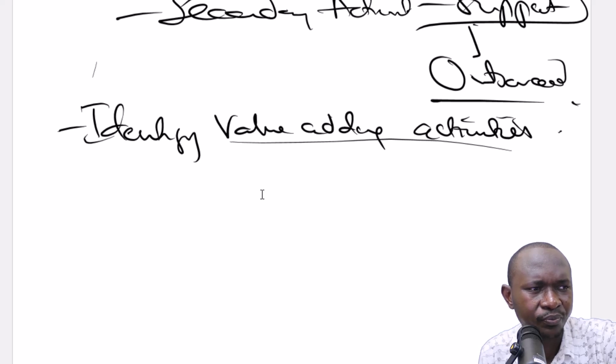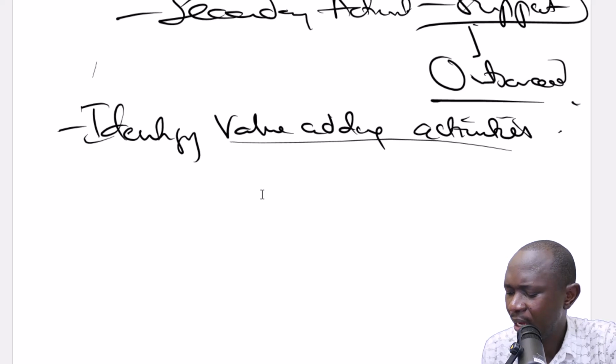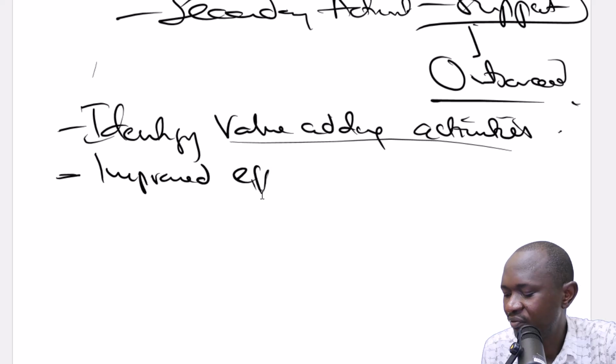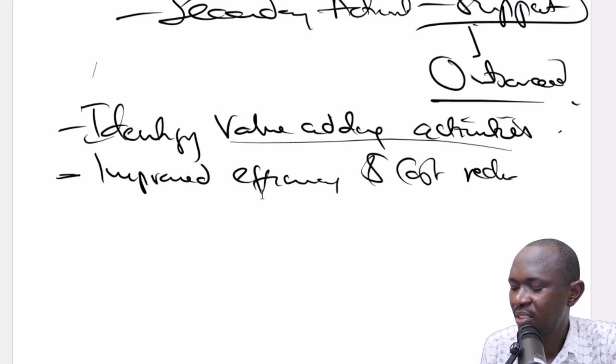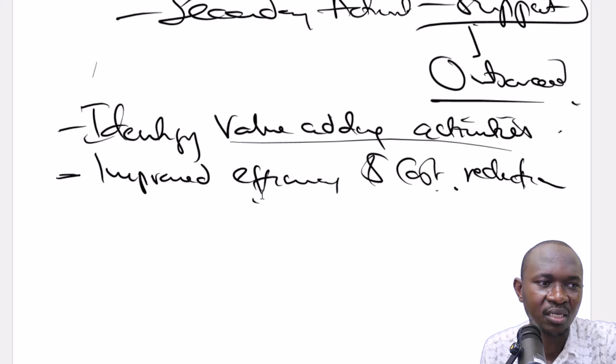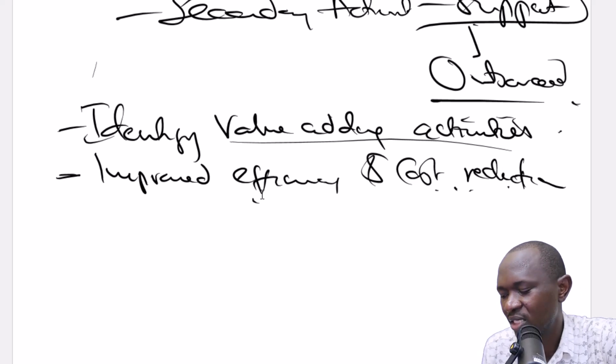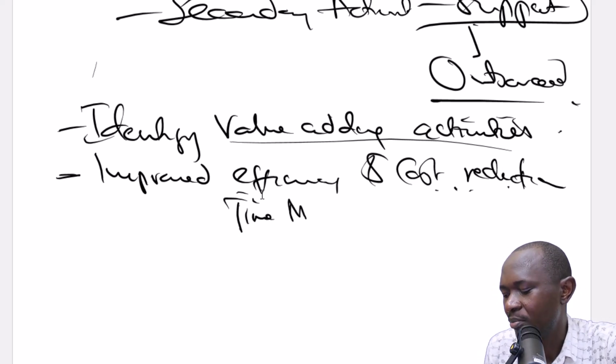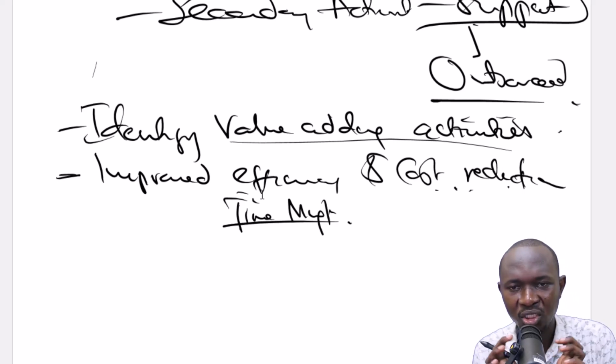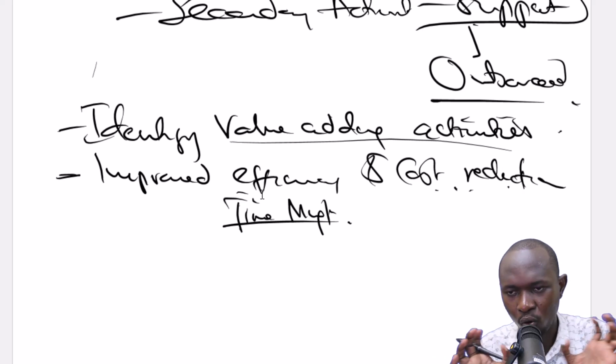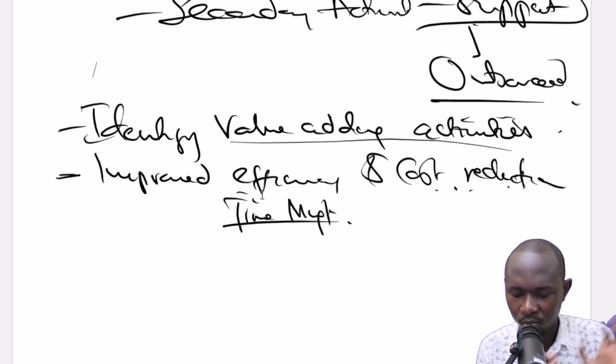loss. Then the other merit associated with value chain analysis is improved efficiency and cost reduction. This is as good as saying efficiency and effectiveness. Effectiveness is concerned with cost reduction. Efficiency is time management. So if we can differentiate between core and non-core and then concentrate on core, we are managing time.